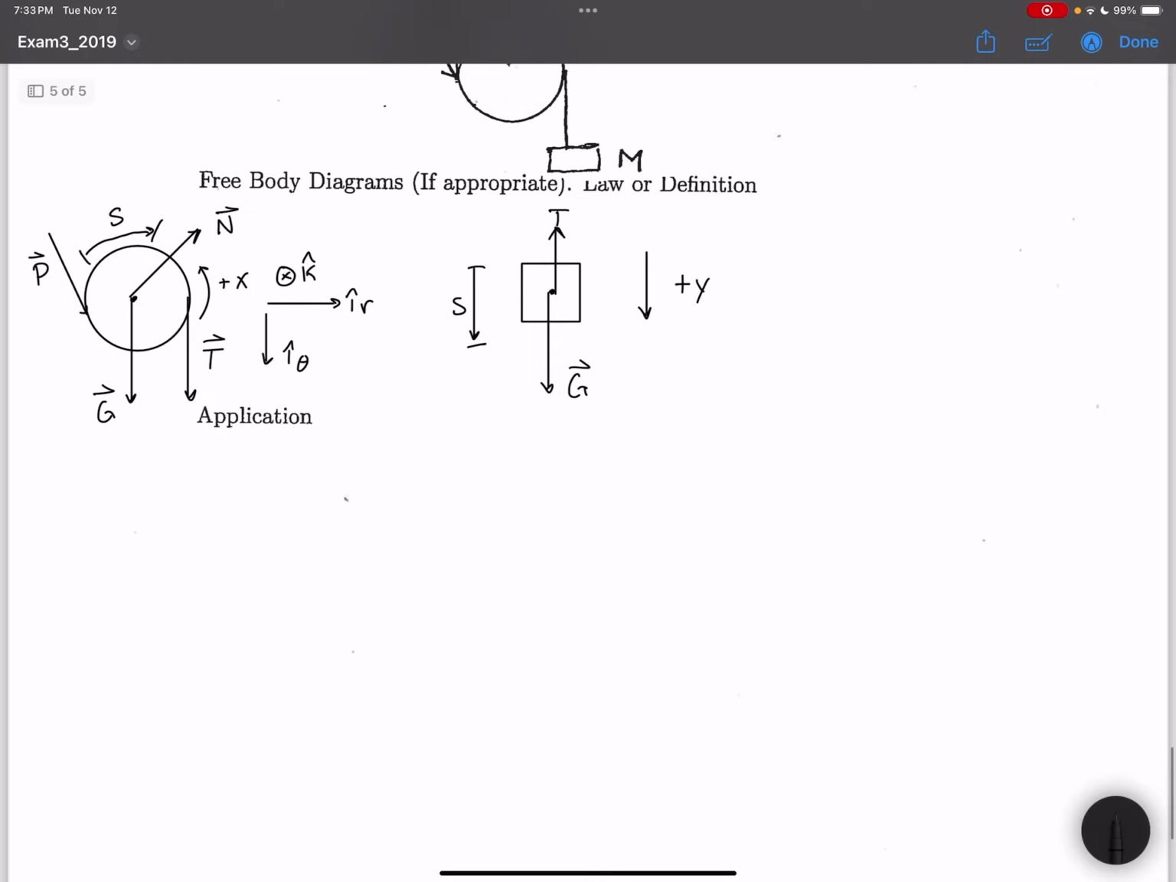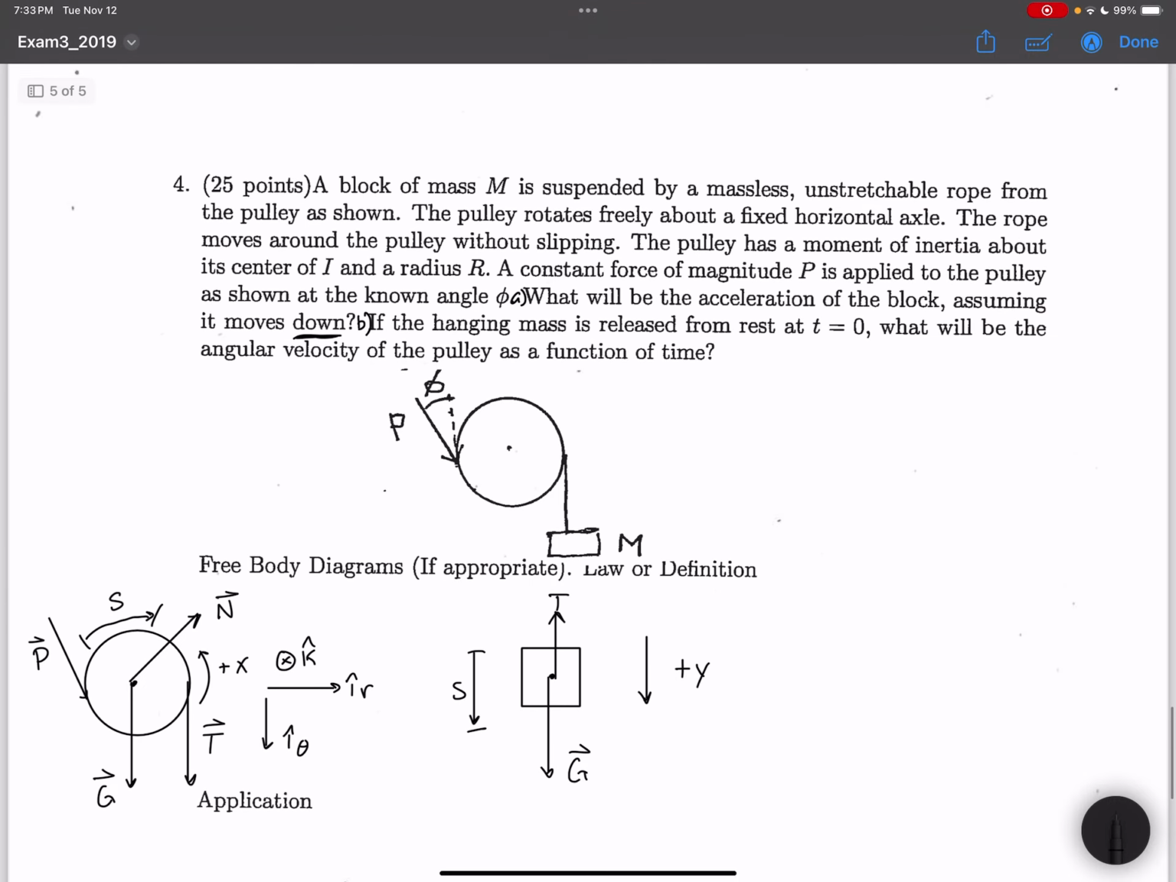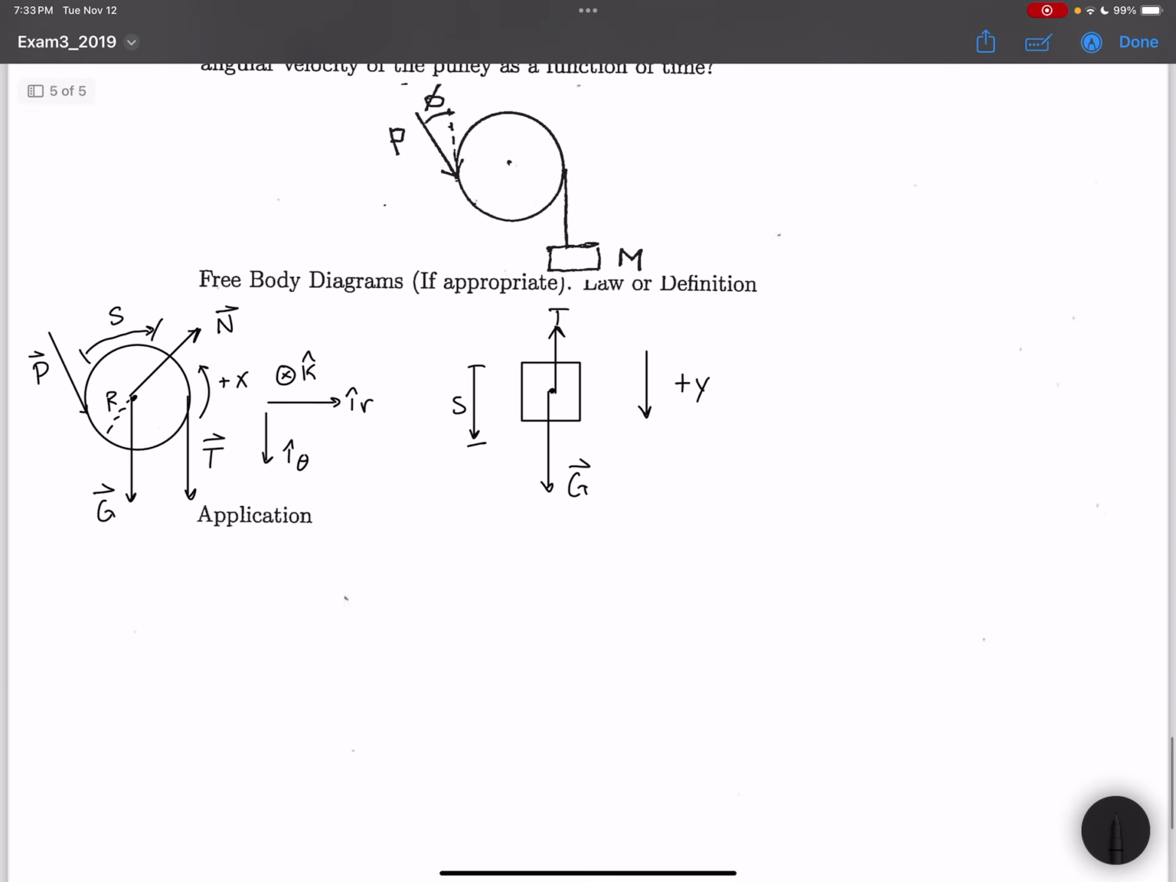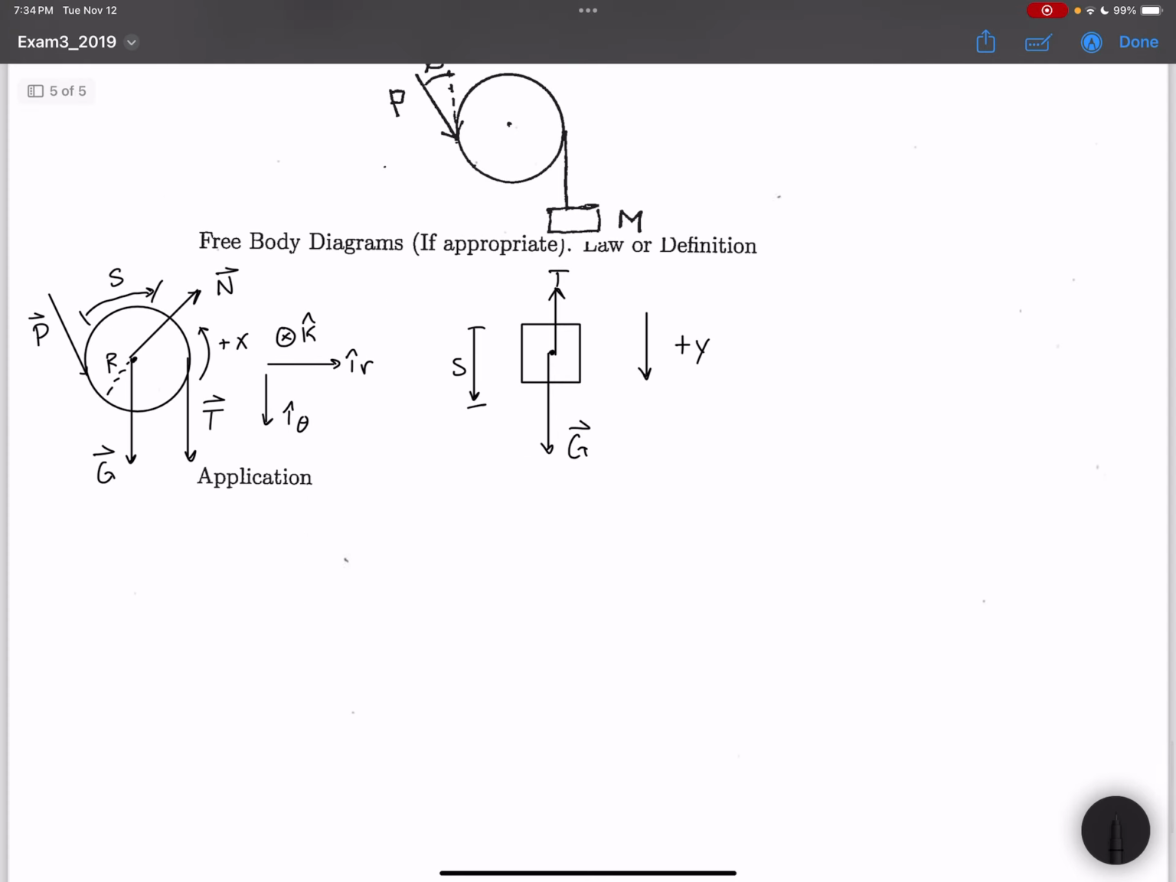Cool. So the forces acting on the pulley are going to be, and it has a moment of inertia I about the center and a radius r. Okay, so just draw that real quick. Radius r. So the tension force is going to be acting in the opposite direction, and P is going to be working in that direction.